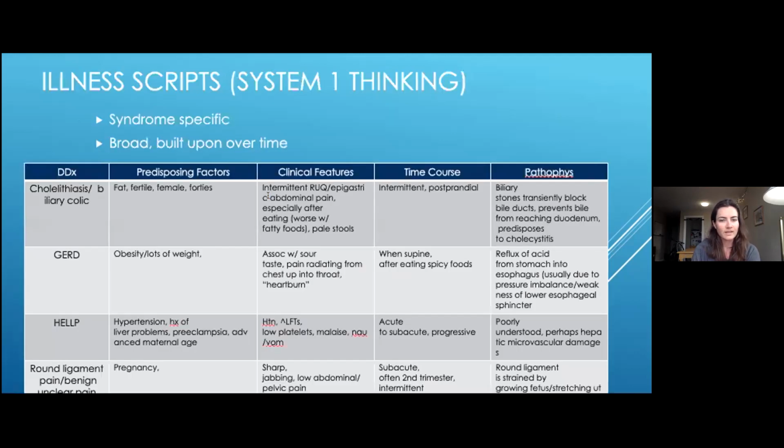So let's jump from there into system one thinking, or type one thinking. In my mind, if a problem representation is specific to a patient and is a framing of exactly what's going on with that patient, then an illness script is specific to a syndrome or a problem, and you're trying to match up your illness script for a diagnosis with your problem representation. But that said, your illness scripts in general are broad because these are things that we're building out over time.